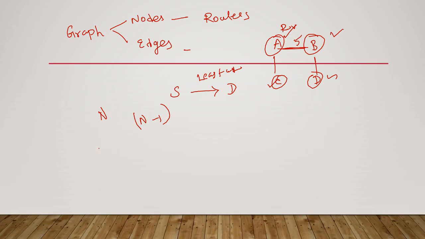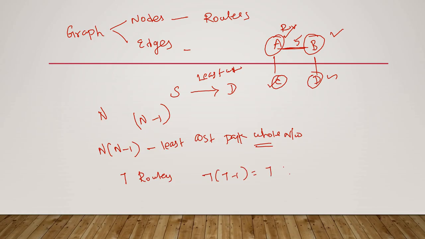So to find the entire topology, otherwise the network, the least cost for the whole network will be n into n minus 1. This is the value denoted as the least cost paths of the whole network. For example, if the network has 7 routers, then 7 into 7 minus 1, that is 7 into 6, equals 42, is the total number of least cost paths. Like this we can identify it.